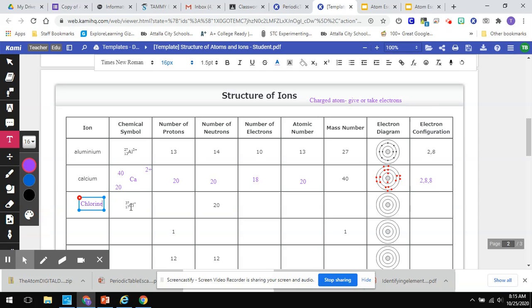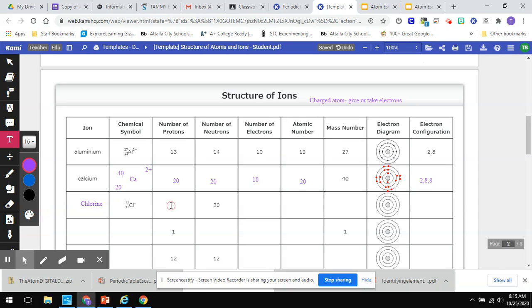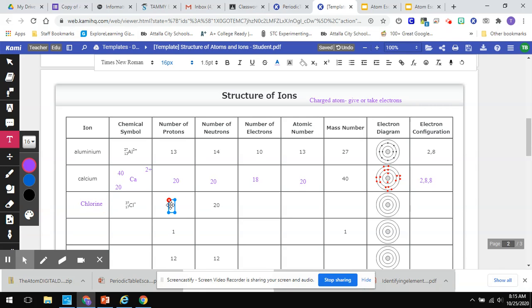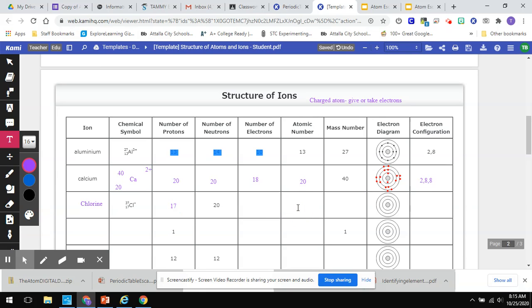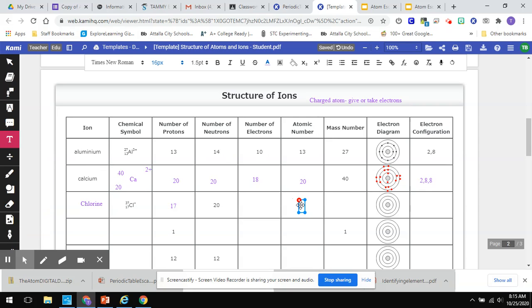So this element is chlorine. I already have its mass and its atomic number here. So with the atomic number, I can go and fill in its protons, and I can fill in its atomic number. And I have its mass. Its mass was right there at 37. So I can go ahead and put that down also.